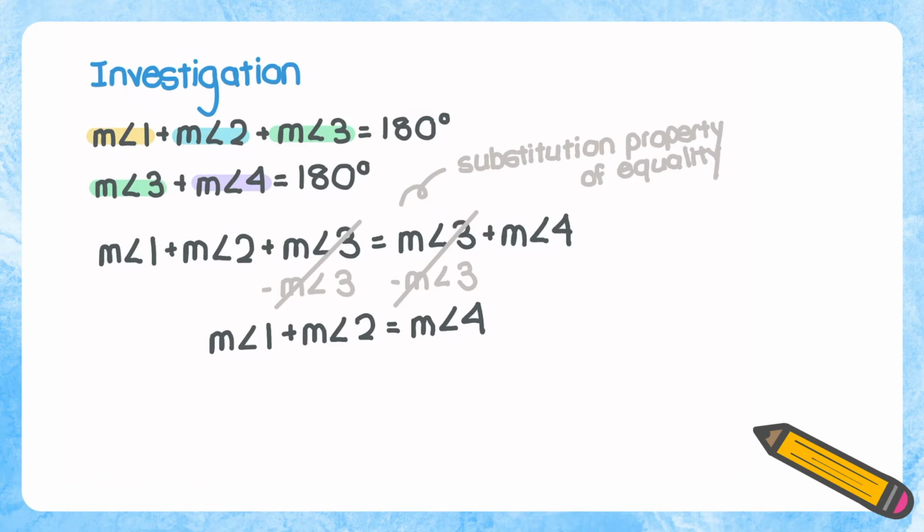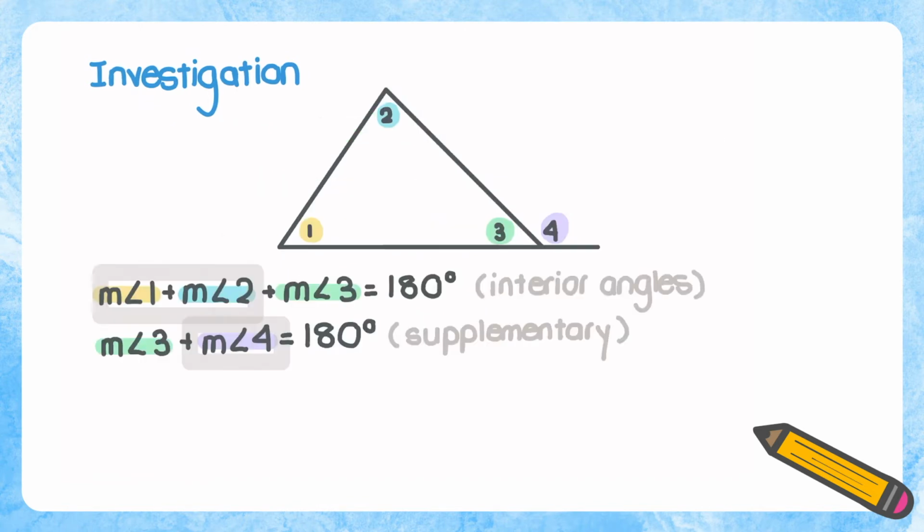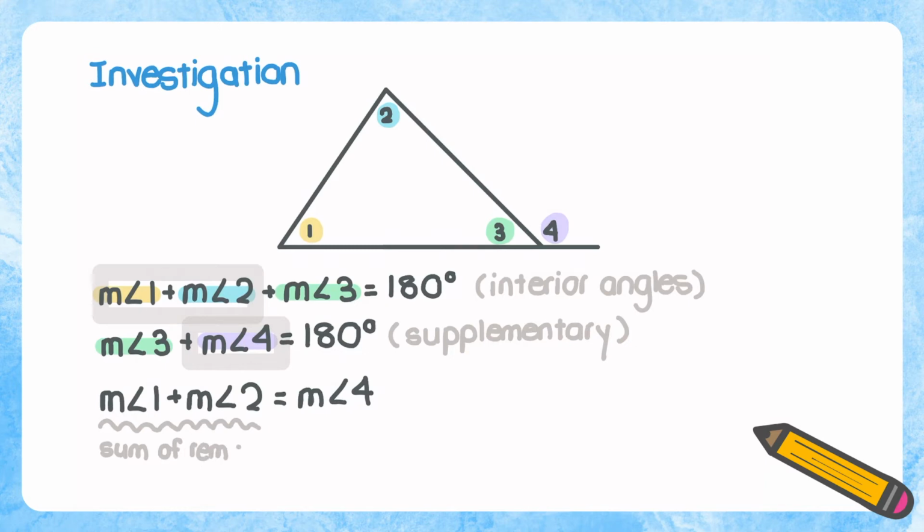Let's go back to the other screen. So we just found out that the measure of angle 1 plus the measure of angle 2 equals the measure of angle 4. So let me rewrite that over here. And then we think about, what do these measures represent? So the left side, this represents the sum of the remote interior angles. And the right side, this represents the exterior angle.